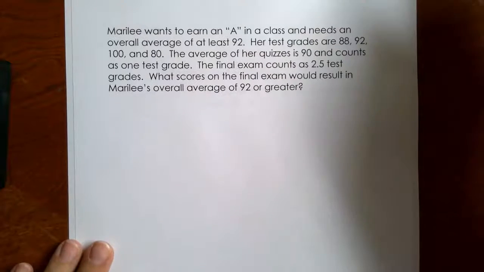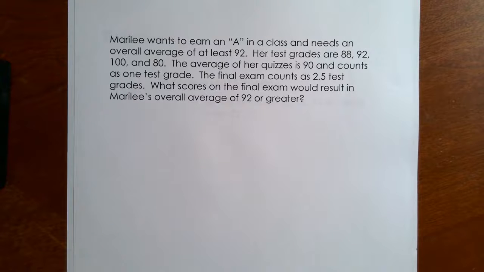And one more word problem here. We've got Mary Lee wants to earn an A in class and needs an overall average of at least 92. Her test grades are 88, 92, 100, and 80. The average of her quizzes is 90 and counts as 1 test grade. The final exam counts as 2.5 test grades. What scores on the final exam would result in Mary Lee's overall average of 92 or greater?